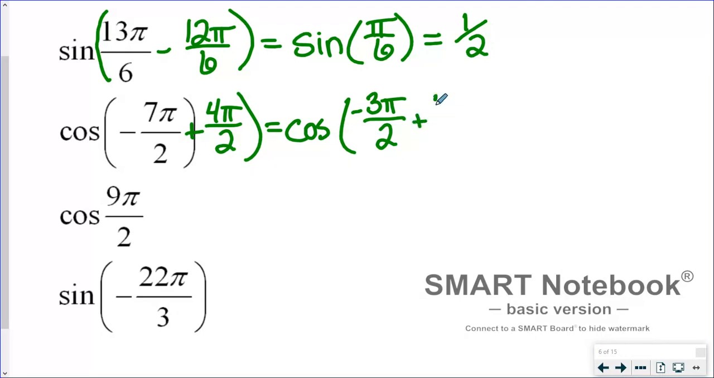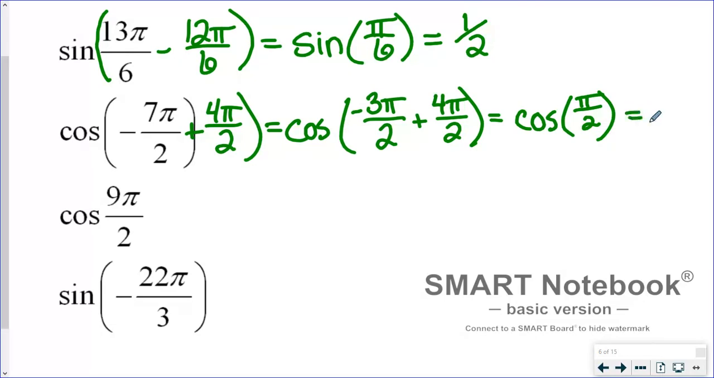So I have to add 2 pi again, which again with a common denominator is 4 pi over 2. Negative 3 plus 4 is 1. So 1 pi over 2. Is pi over 2 on my unit circle? Yes, it is. It's the same as 90 degrees right up there at the top. Cosine is my x coordinate. So what is my x coordinate there at pi over 2? 0.